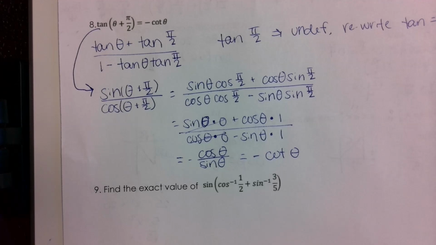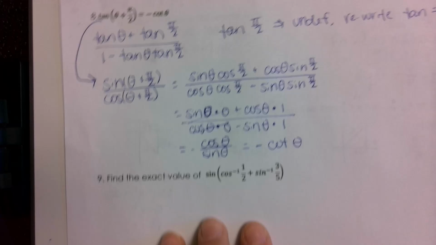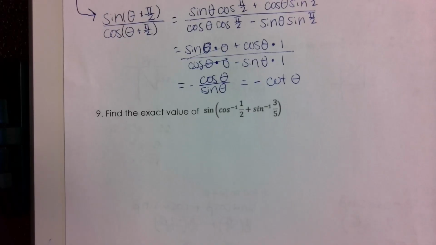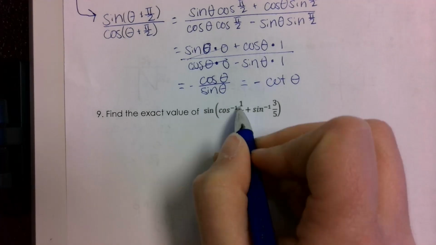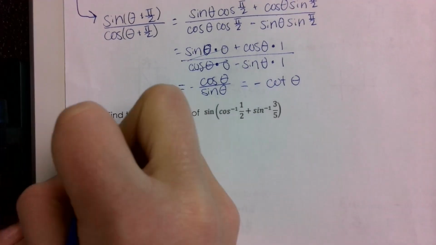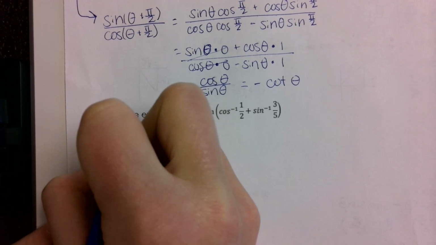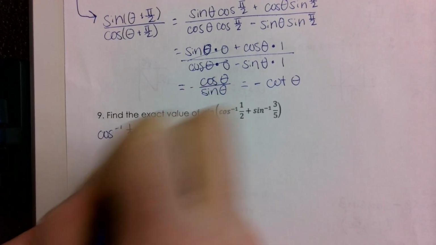All right, so the last one we've got down at the bottom, I want you to find the exact value of sine of cosine inverse 1/2 plus sine inverse 3 over 5. So basically, we need to figure out what angle that's talking about. If it says inverse cosine is 1/2, at what angle does cosine equal 1/2?